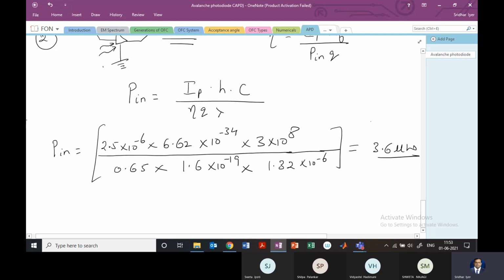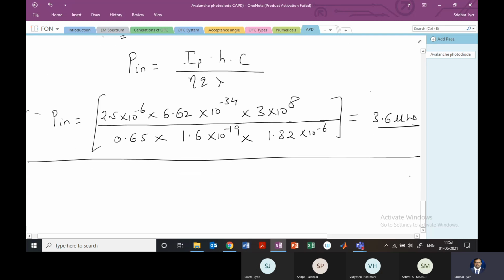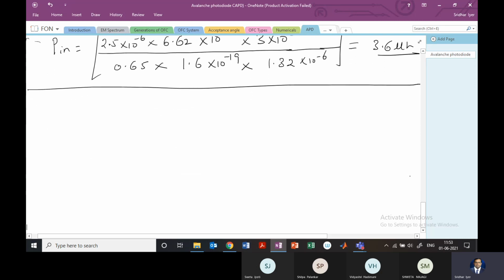So these are the kind of numericals they would ask, where you'll have to just directly use the equations which we have derived and stated. Next, let's look at this. It is a very simple question, but it will help us further. The question is: photons of energy 1.53 into 10 raised to negative 19 joules are incident on a photodiode which has a responsivity. The responsivity is given to us as 0.65 ampere per watt.